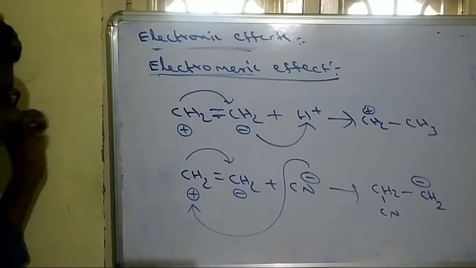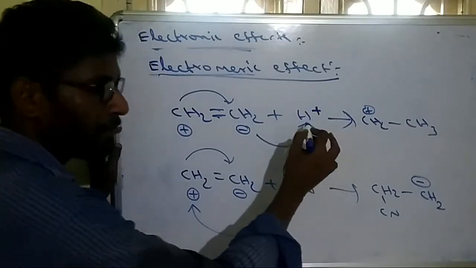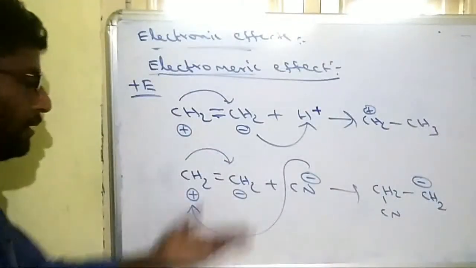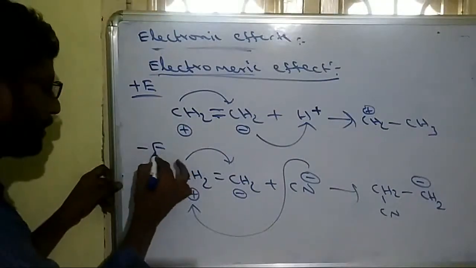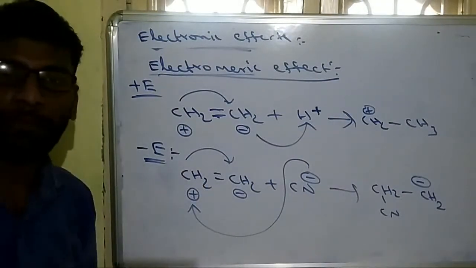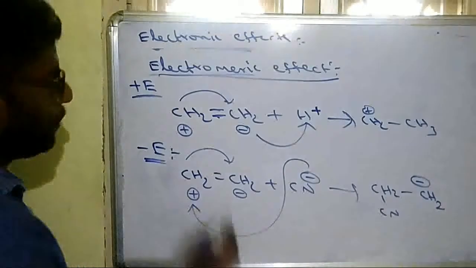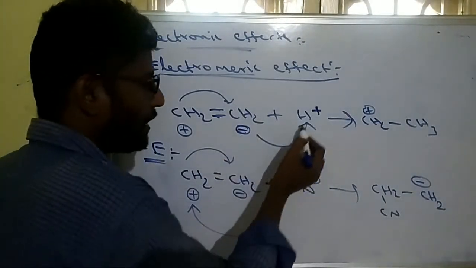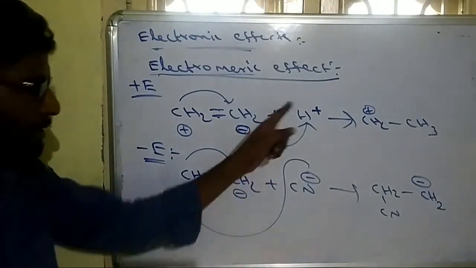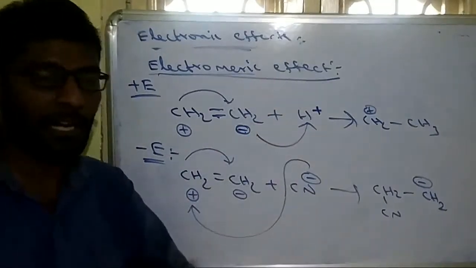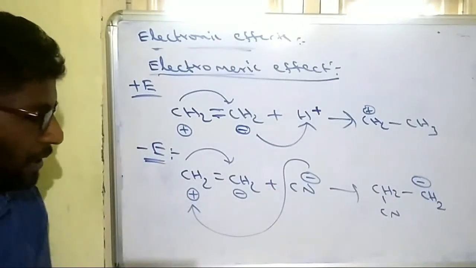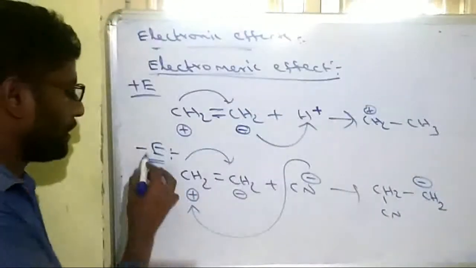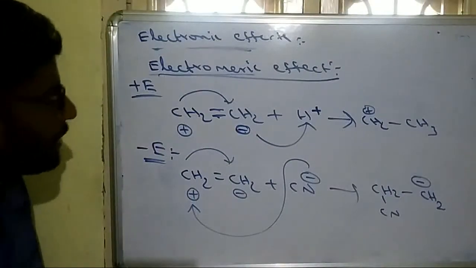Now see this, when positive ions are added, that is called the positive electromeric effect. When negative ions are added, it is the negative electromeric effect. Or simply, when the reagent is added to the carbon which gains electron, that is called the positive electromeric effect. When the reagent is added to the carbon which loses electron, that is called the negative electromeric effect.